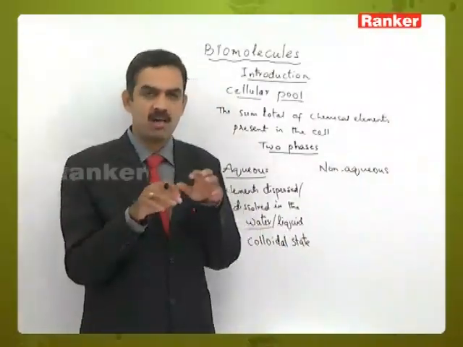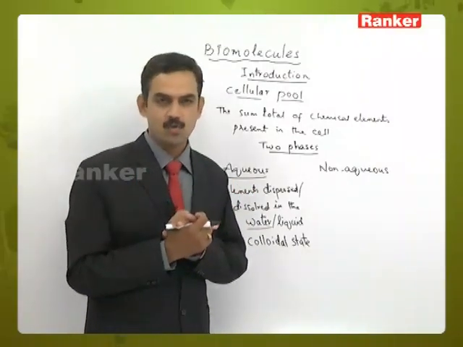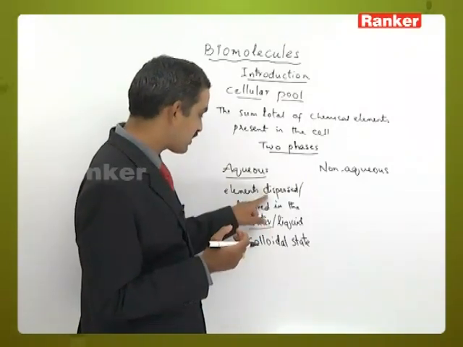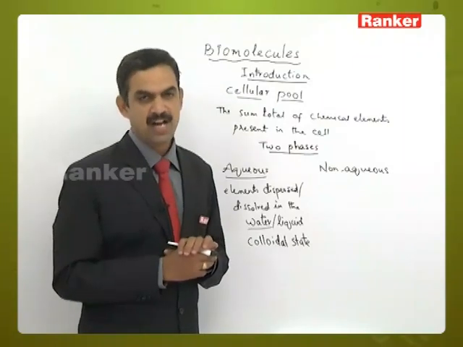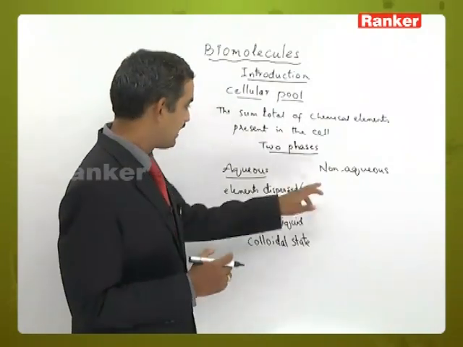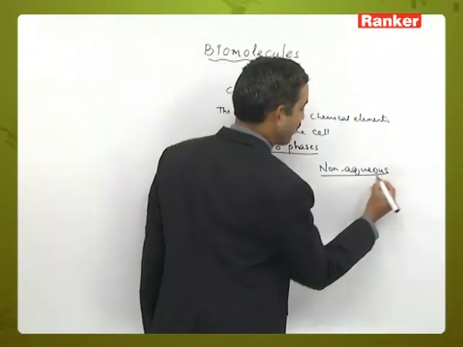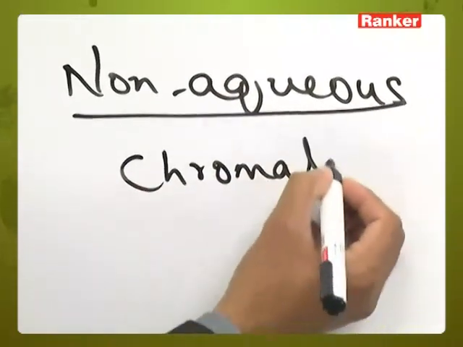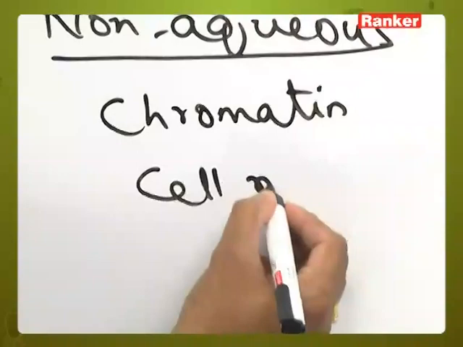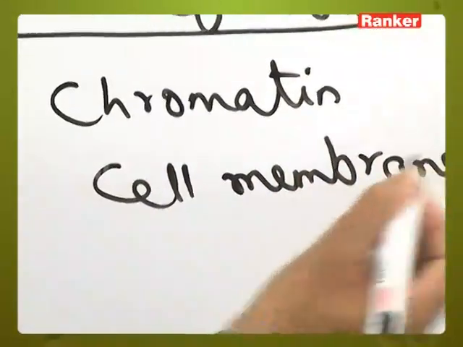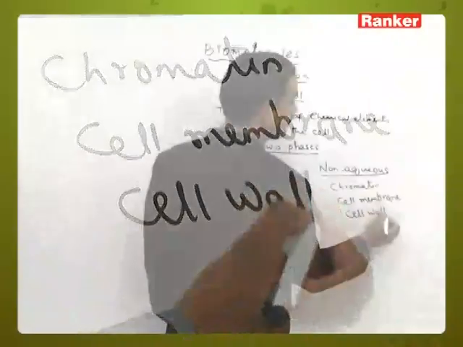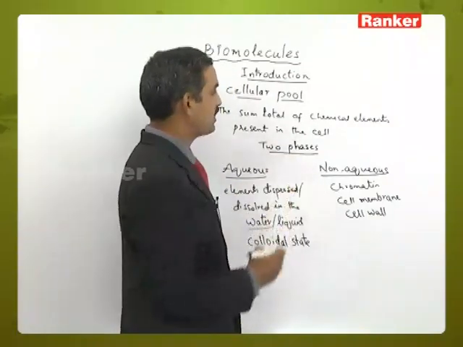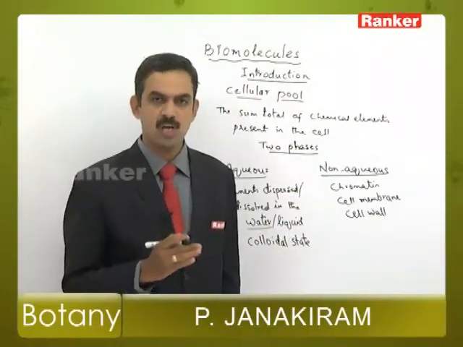Some may be dispersed, or we can see them as little microscopic structures which are not dissolved, and some of them are dissolved. Such non-dissolved or dispersed ones are colloidal in nature, and such a state is called the colloidal state. Then what is the non-aqueous state or non-aqueous phase? The non-aqueous phase includes the chromatin, the elements present in the chromatin part, the ones present in the cell membrane, and the chemicals present in the cell wall, which are not dispersed. Such a quantum of the cellular pool is called the non-aqueous phase of the cellular pool.